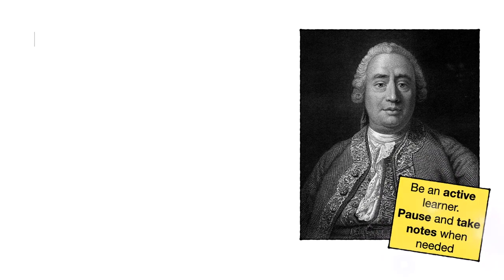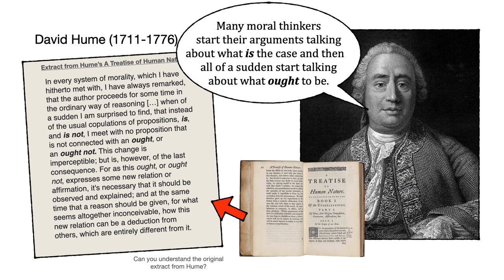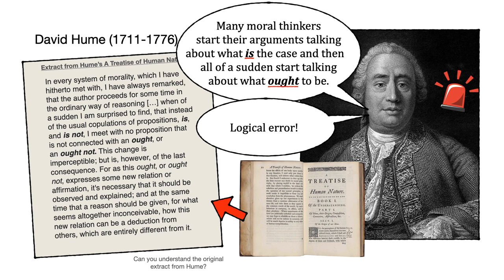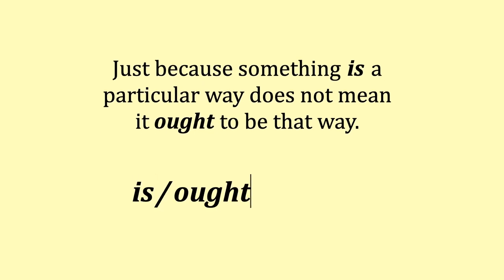Scottish Enlightenment philosopher David Hume commented in his work A Treatise on Human Nature that many moral thinkers start their argument talking about what is the case, like we saw in the intro, and then all of a sudden start talking about what ought to be. This, he argued, represented a logical error. Just because something is a particular way does not mean it ought to be that way. This is Hume's is-ought problem.